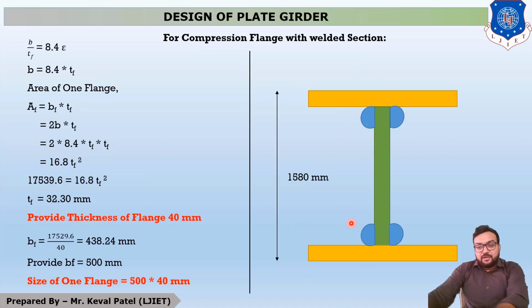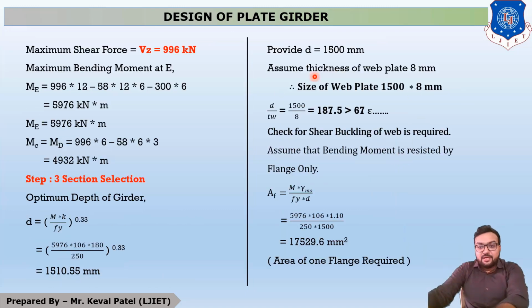Now this is 1500. Now what is this? This is your thickness of web. So whenever there is no clarification regarding the thickness of web, then you have to assume this value is in the range of 8 to 12 mm. It is already discussed in our example number 1. In example number 1, we assumed that this is 12 mm. So let us change it in this example. So in this example, we assume that the thickness of the web plate is 8 mm.